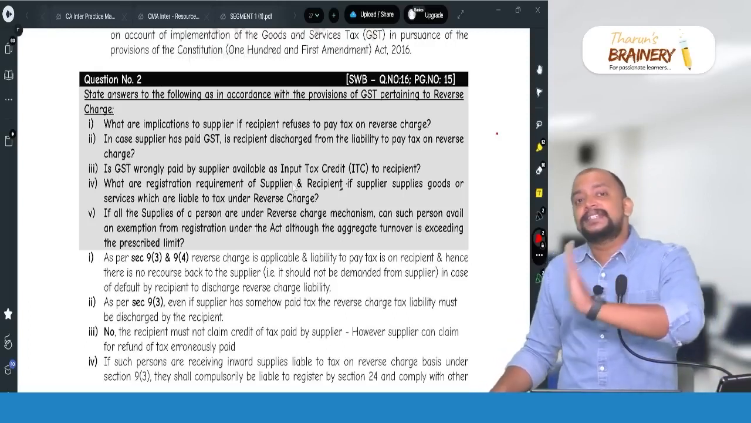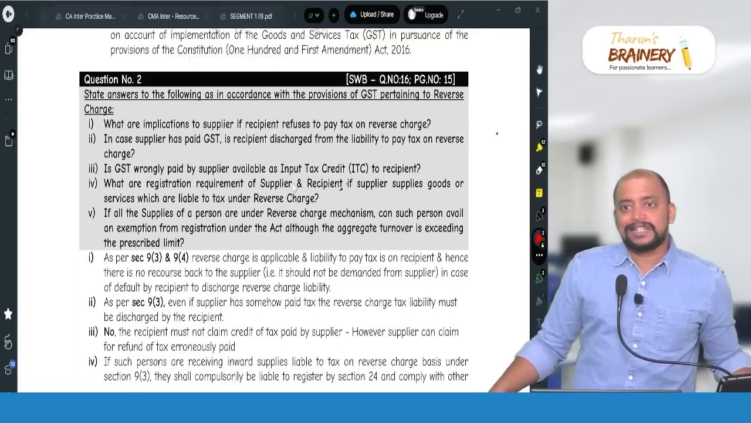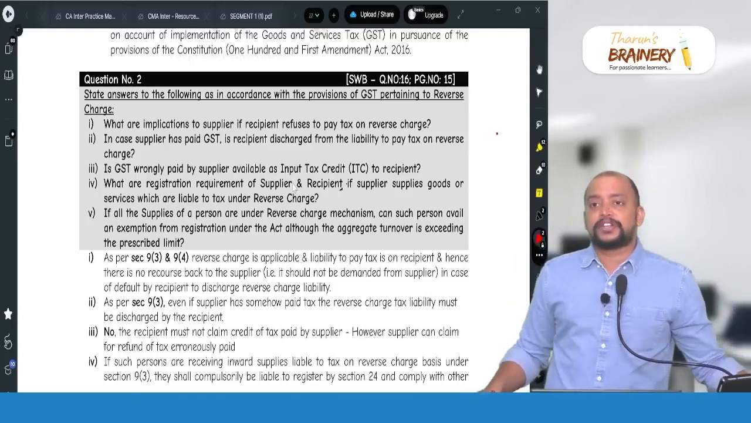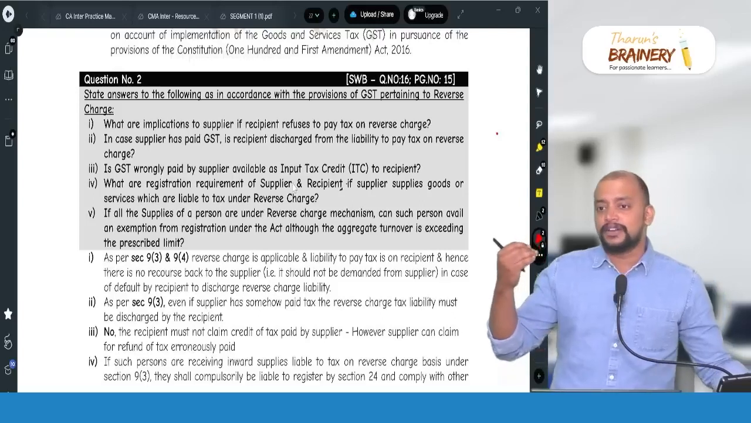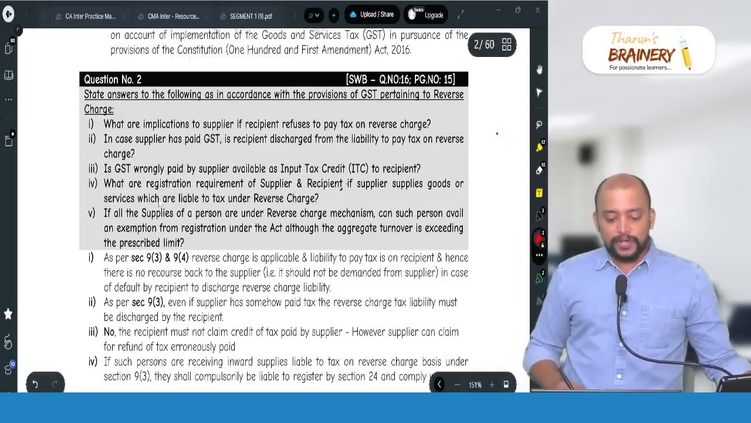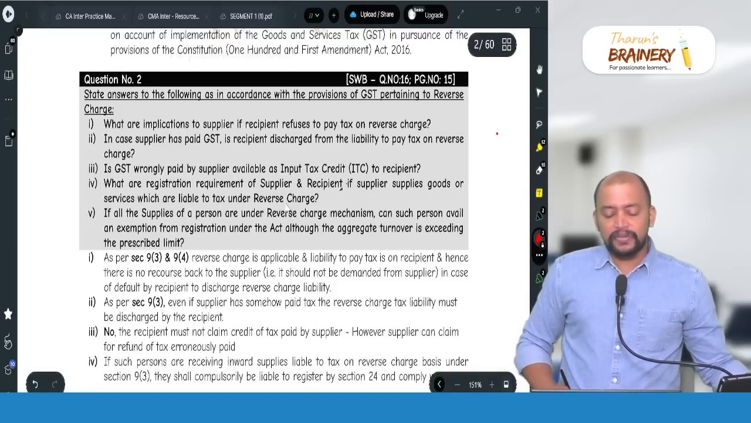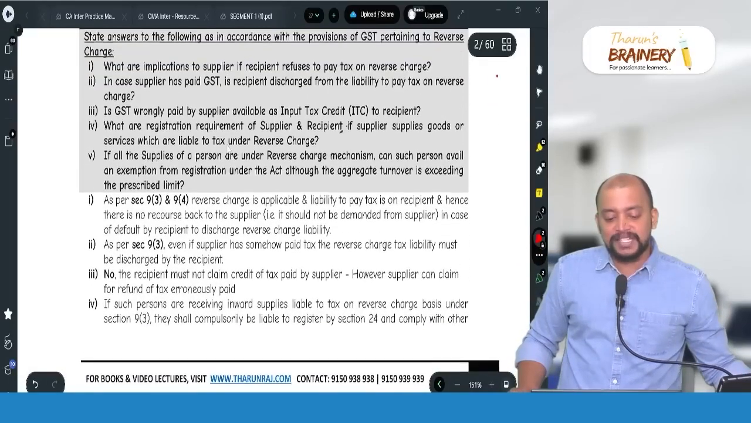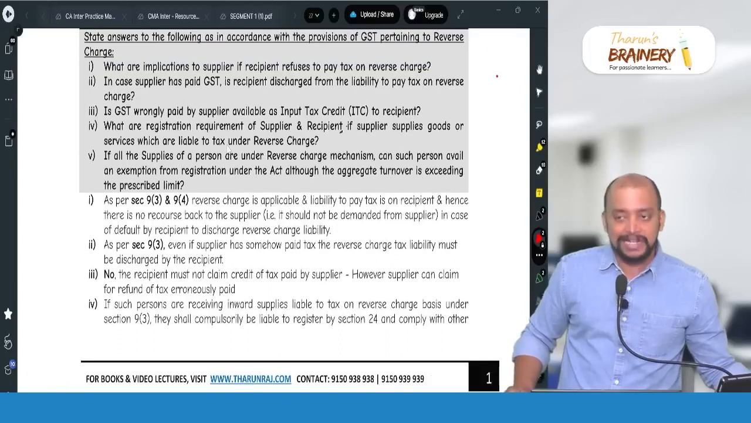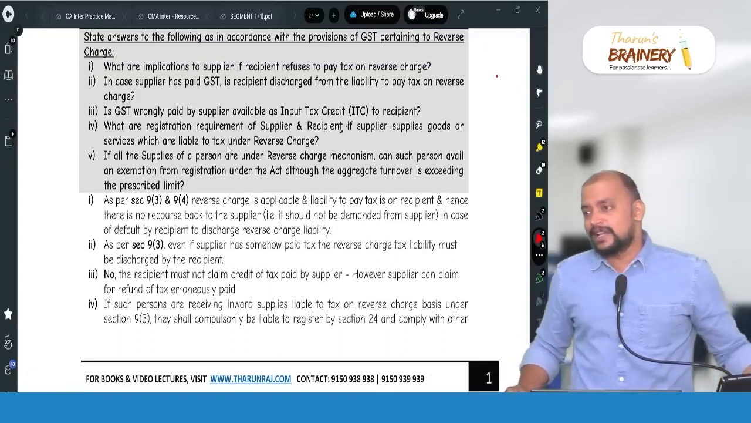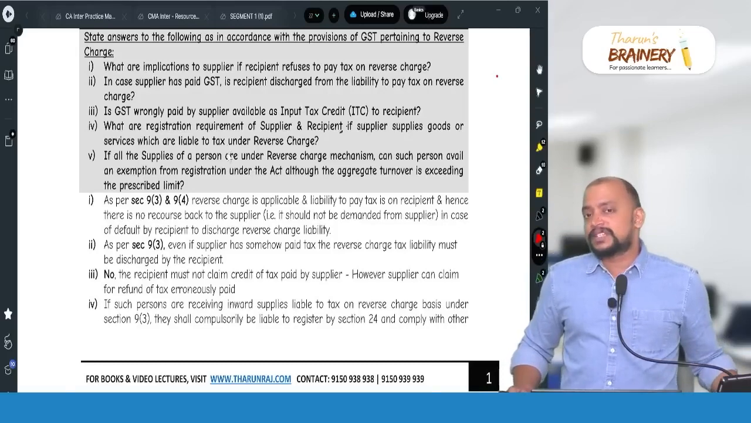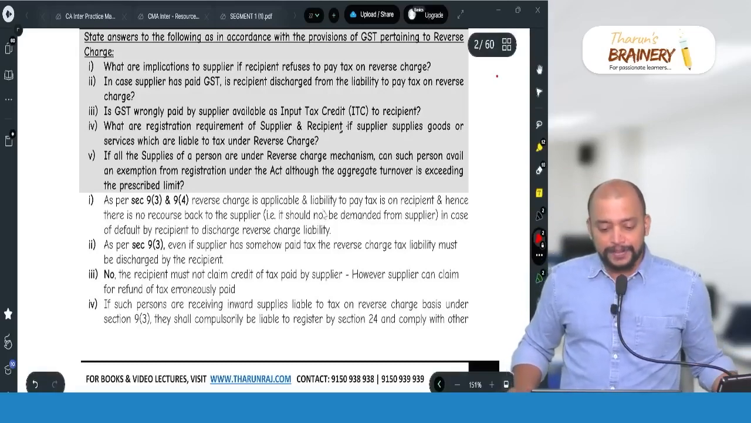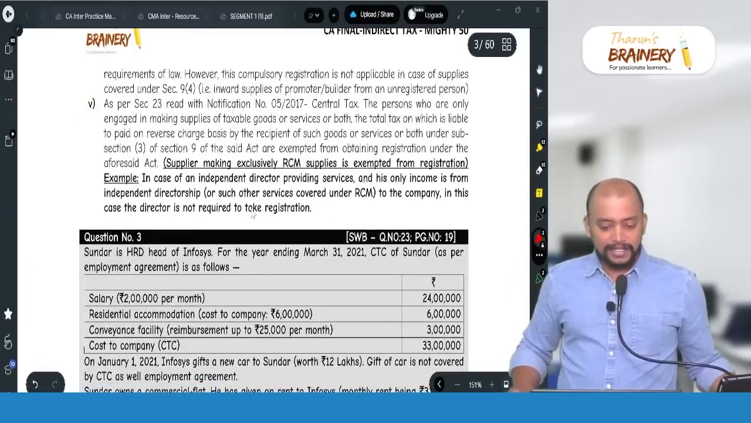However, a recipient who is liable to pay GST under RCM is compulsorily required to get registered irrespective of the threshold limit under section 24. So that is what we need to write. Then, fifth one, if all the supplies of a person are under reverse charge, can such person avail any exemption from registration? Yes. As per section 23, already we discussed, if their outward supplies are fully covered under RCM, they are exempted from registration. That is this.